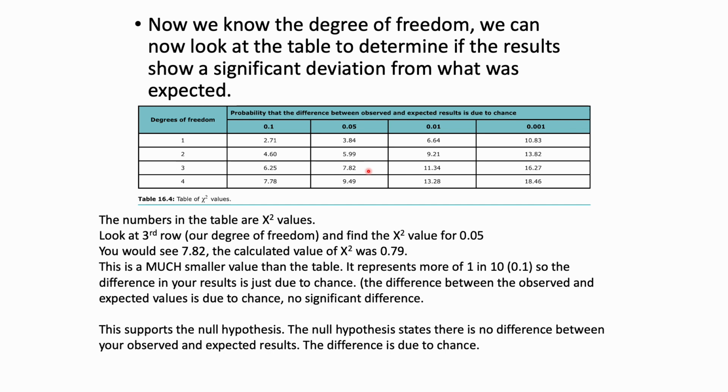This is a much smaller value than what's in the table. It represents more of a 1 in 10, which would be 0.1. So the difference in the results is just due to chance. The difference between the observed and the expected values is due to chance. There's not a significant difference. When this occurs, this is going to support something known as the null hypothesis. The null hypothesis states there is no difference between your observed and expected results. The difference is due strictly to chance.